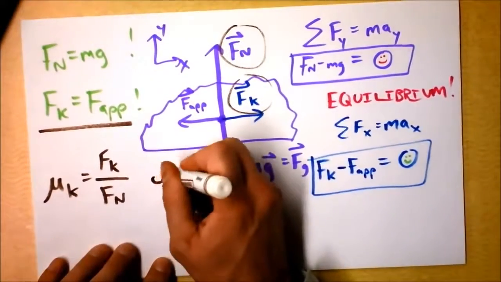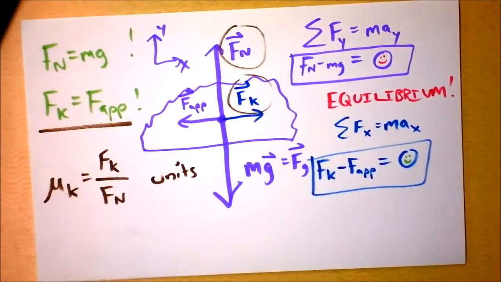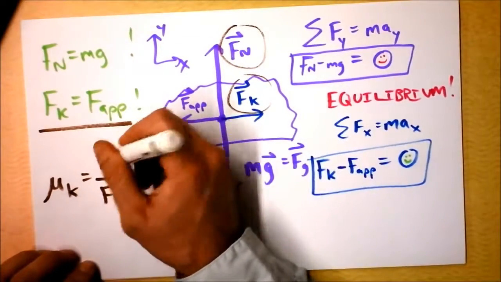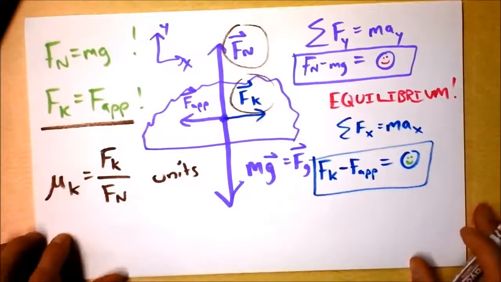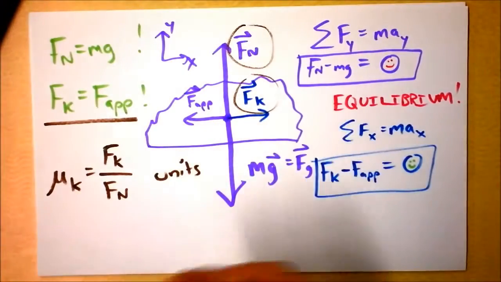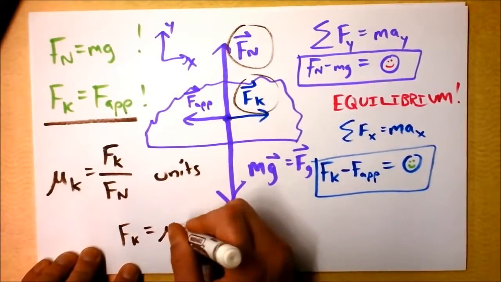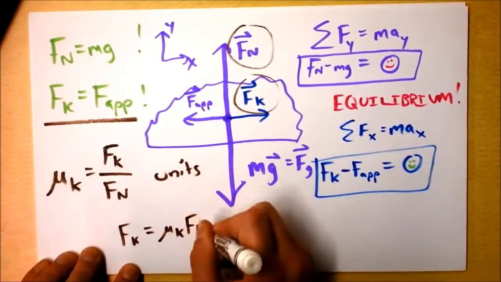I want you to think about the units of mu sub k, and if you have some cool ideas, you can put those in the comments, but it's the force of friction divided by the normal force. It's that ratio right there. And what if we wanted to know how big the force of friction was? We could just solve that. We could say the force of kinetic friction is mu sub k times the normal force.